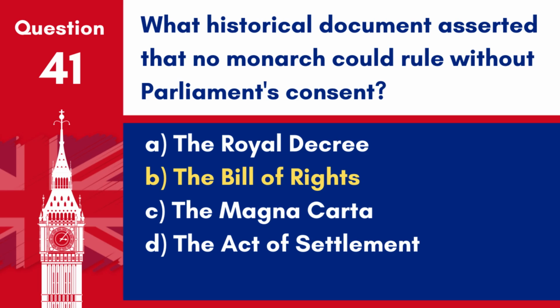Answer. B. The Bill of Rights. The Bill of Rights 1689 established that no monarch could rule without the consent of Parliament, forming the foundation of constitutional monarchy in the UK.